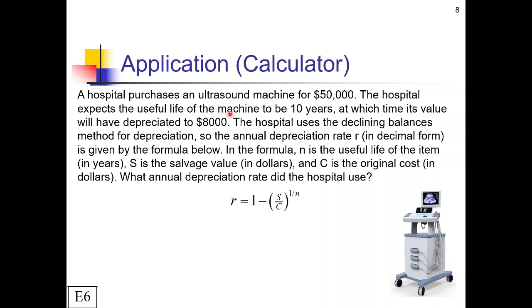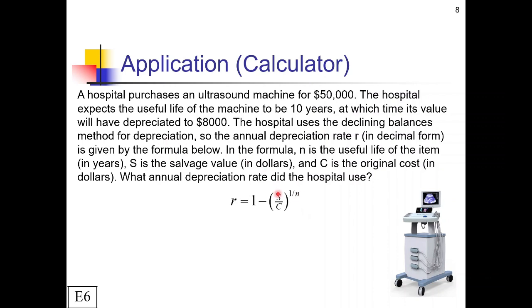The hospital expects the useful life of the machine to be 10 years, at which time the value will have depreciated to $8,000. So these are some key numbers we're going to want to keep in mind: $50,000, $8,000, 10 years. The hospital uses the declining balances method for depreciation, whatever that means. So the annual depreciation rate, R, in decimal form, is given by this formula down here. And then in the formula, N is the useful life of the item in years.